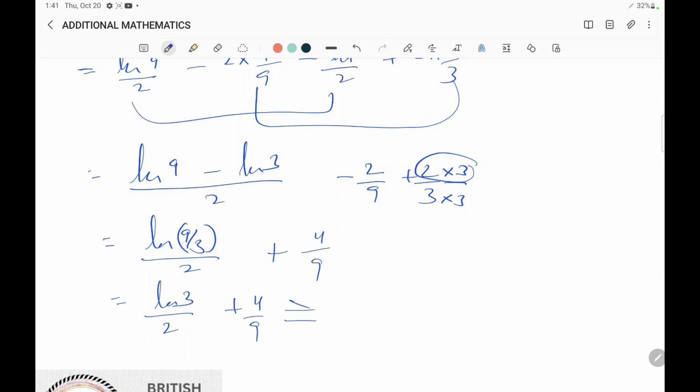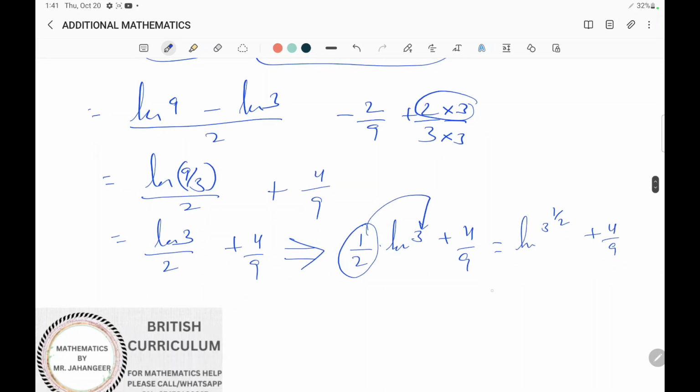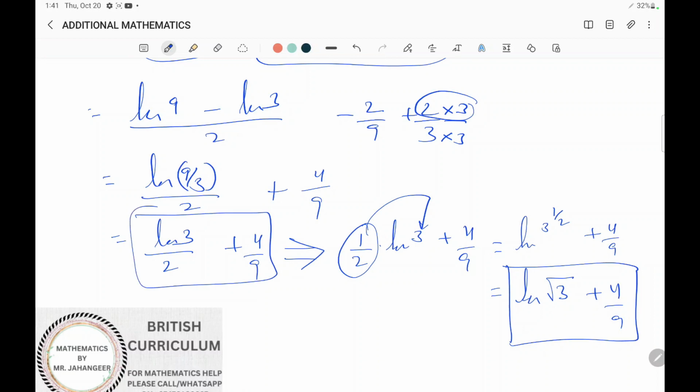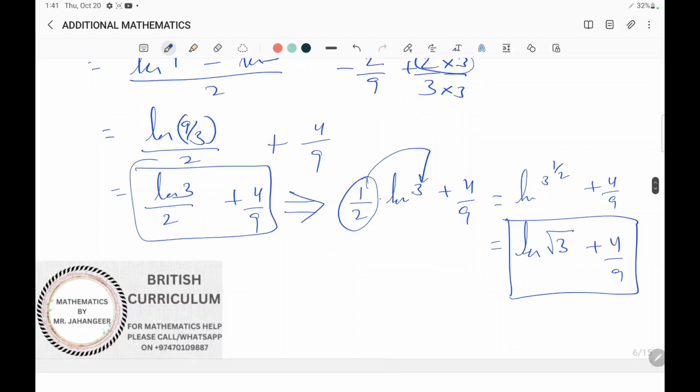Or if you want to write more, then half times ln 3 plus 4 by 9 we can write, and this half you can write as the power of 3. So ln 3 to the power half plus 4 by 9, and you can write ln root 3 plus 4 by 9. This will be your answer, and this answer is also equally valid, so there is no problem at all.